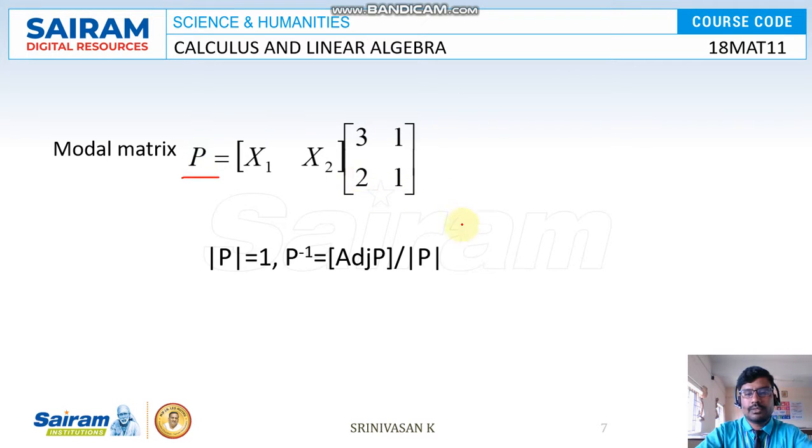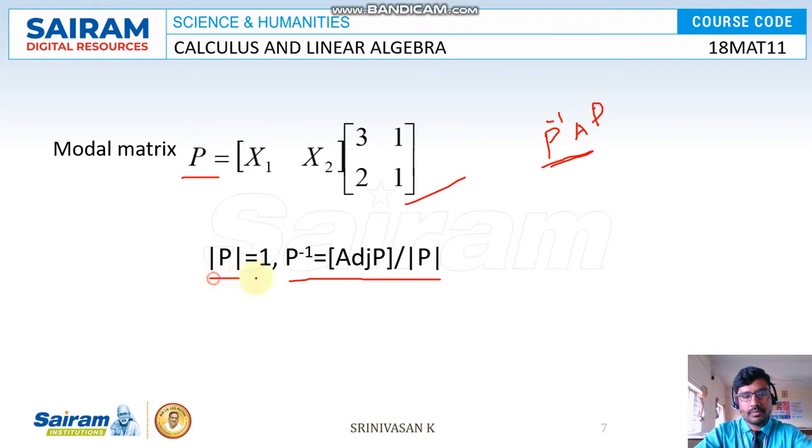So our aim is to find the diagonal matrix. The formula for the diagonal matrix is P inverse A P. Okay, so we got the P value. Next we have to find P power minus 1, that is P inverse. So the P inverse formula is P inverse equal to adjoint of P divided by determinant of P.